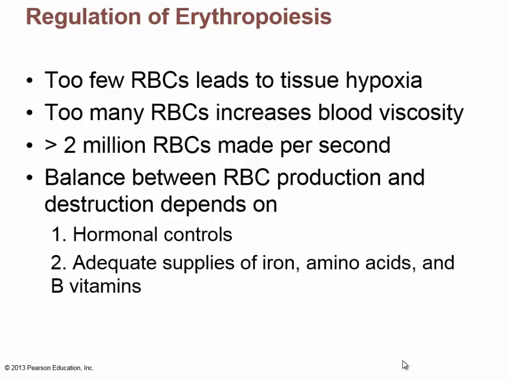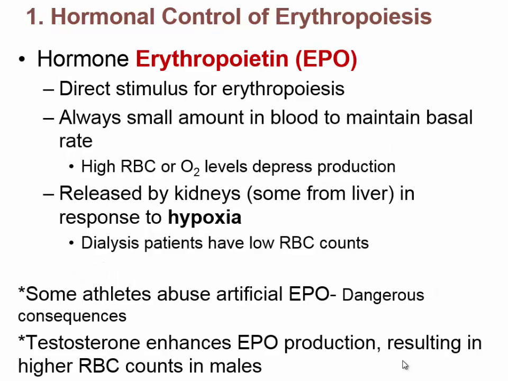Now, two main things control the making of red blood cells. Hormones, and we'll talk about one major hormone that controls it, and diet. So you need iron, amino acids, proteins, and B vitamins to make red blood cells. So the main hormone, you're going to have to know it. I will ask on it on your quiz next week and your test next week. You will have to know this hormone, erythropoietin, based on its name.